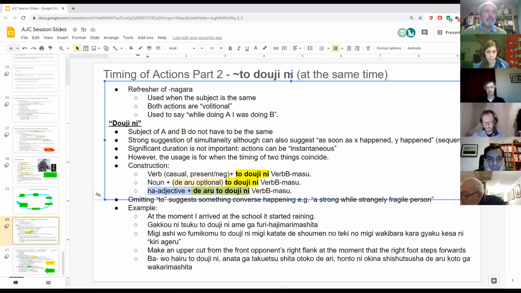I haven't put it in here, but you can also have i adjectives and then to doji ni if you so wish. The last thing to say is if you omit the to before doji ni, this means that the thing in the first subclause and the main verb are contrary to expectations. So like an opposition of expectations. So for example, as I've said here, a strong while strangely fragile person. These are two conflicting descriptions of somebody. So here we wouldn't use to doji ni, but just simply doji ni.